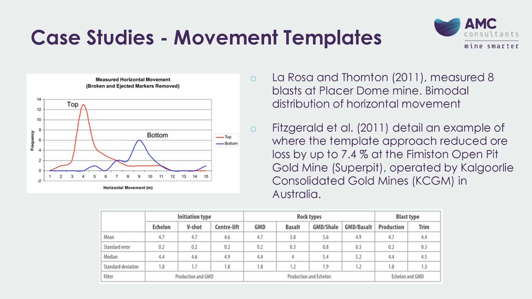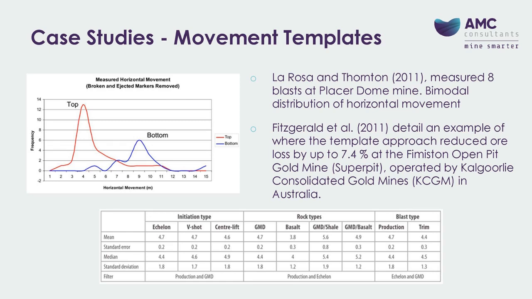I'll go into this a bit further with a couple of case studies. In 2011, LaRosa and Thornton measured 8 blasts at the Placerone mine, and if you look at the top bimodal distribution there, it's quite self-evident that the top flitch of the blast was more or less a horizontal movement of 4 meters, and they measured on average in the bottom flitch a movement of 9 to 10 meters.